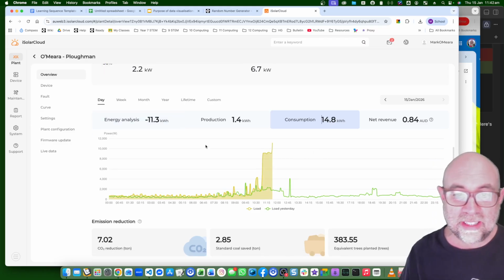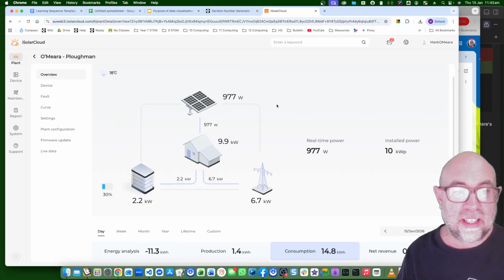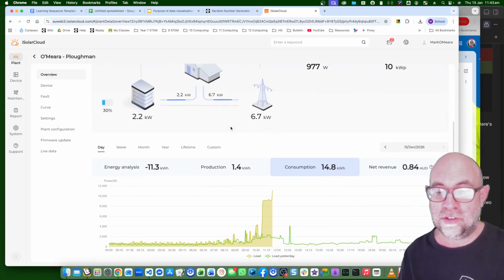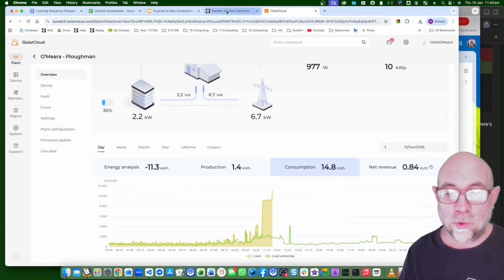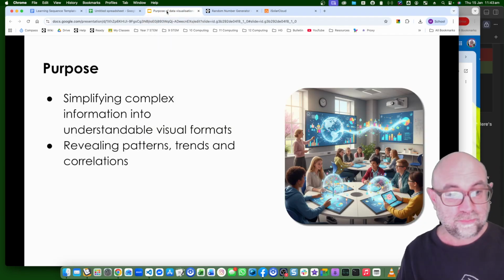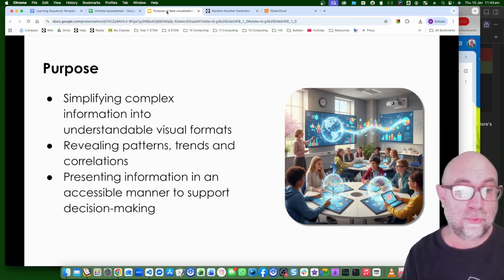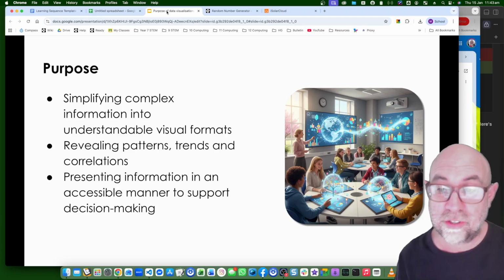And so these things actually give us a lot. Oh, there you go, I can zoom in and out. I didn't realise I could do that. So in this sense, it enables us to make all sorts of decision making and understanding much more easily than most people could do from just a set of numbers. It reveals patterns and trends. Well, we very much saw that in the examples. It presented information in an accessible manner to support decision making.